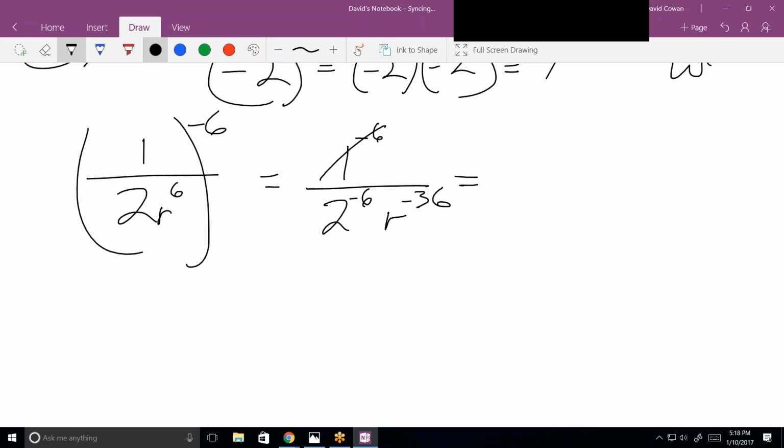Alright, so let's just leave that as a 1. What can I do with these numbers down below? You make them go to the top. Correct. Put them on the other side of the fraction bar. I end up with 2 to the 6th, r to the 36th. Then I have a 1 down below, but I don't need to write it. If my 1 is in the denominator, I don't ever need to write it. If my 1 is the only thing in the numerator, then I do need to write it.